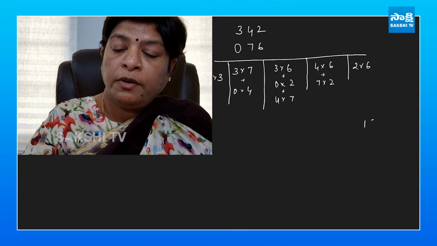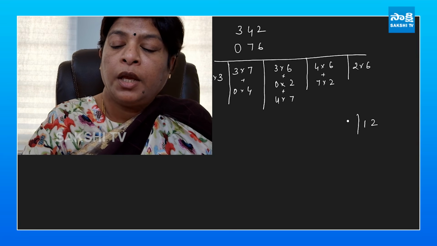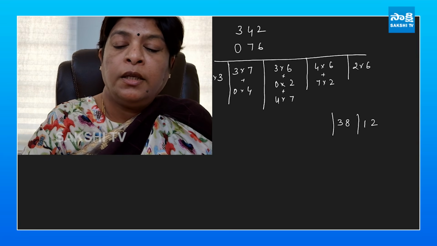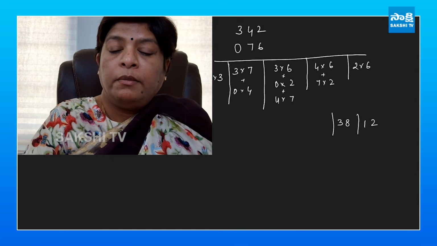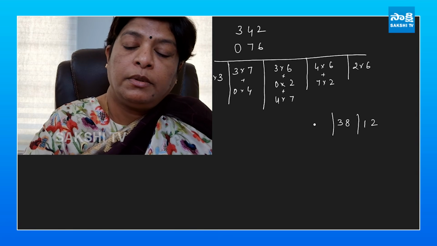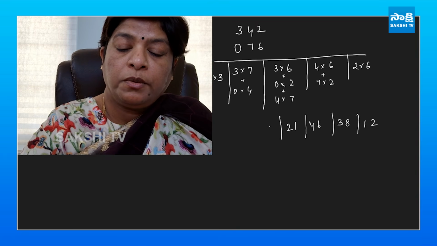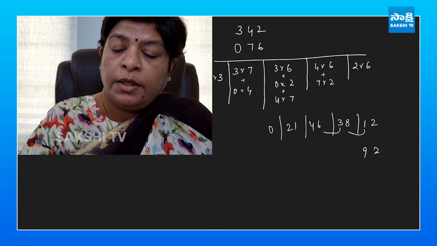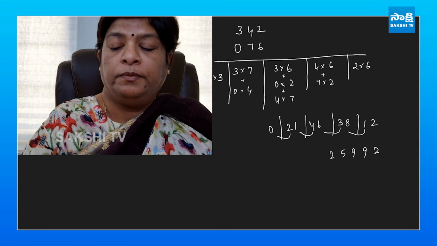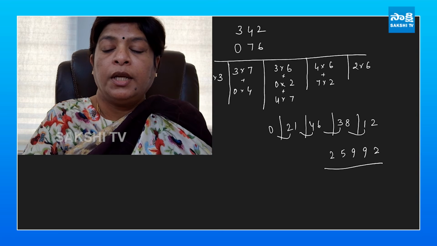So here this is 12, 24, 24 plus 14, 8, 38, then this is 18, 18 plus 0, 18 again, and 28, 6, 46, and then 21, 0. So 2, carry forward 9, 9, 5, and then 2. So when you multiply 342 with 76, you get an answer of 25992.